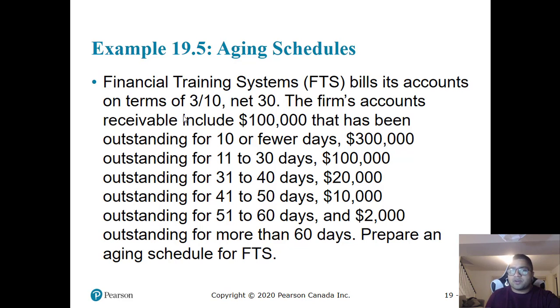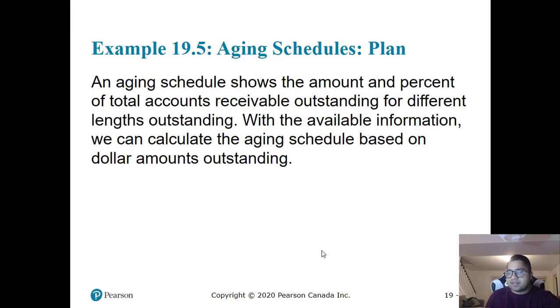The firm's accounts receivable include 100,000 that have been outstanding for 10 days, 300,000 between these days, 20,000 between these days, 10,000 between these days, and 2,000 between these days. Okay. Prepare an aging schedule. So an aging schedule shows the amount and percentage of accounts receivable outstanding for different lengths of period. With the available information, we can compute the aging schedule based on the dollar amount outstanding.